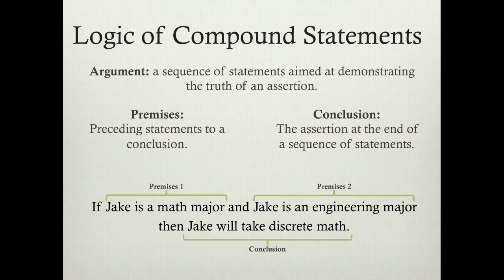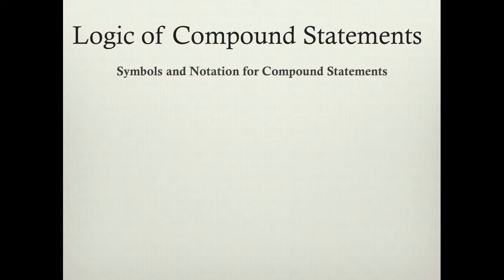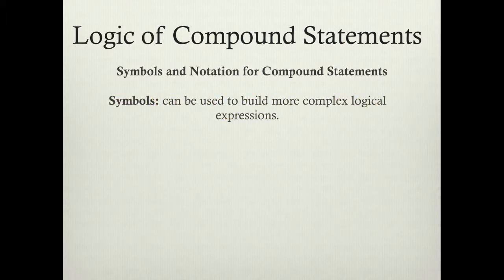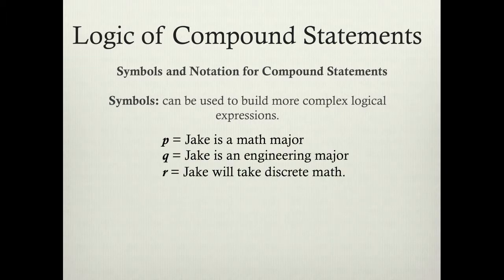Now you might say this is a whole lot to write, and we're math majors. We can find a better way to do this. Of course, we can use symbols and notation. We can use symbols to build more complex logical expressions in the future. For example, we can use P to define Jake as a math major, Q to define Jake as an engineering major, and R to say Jake will take discrete math.